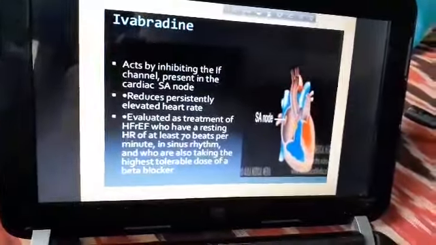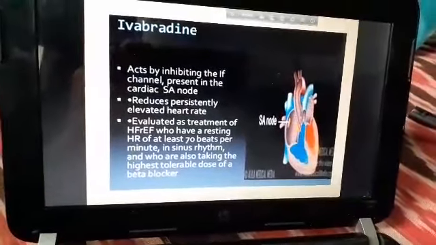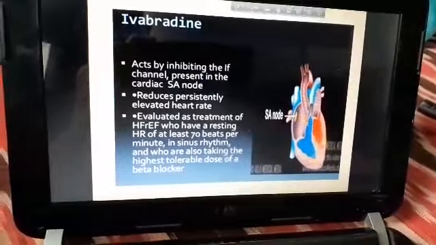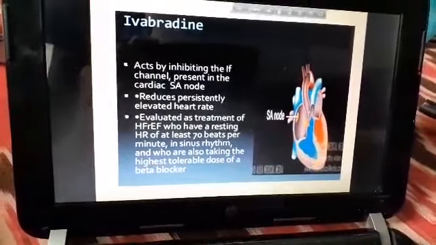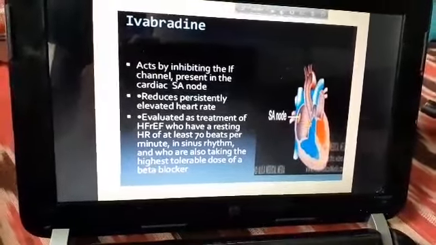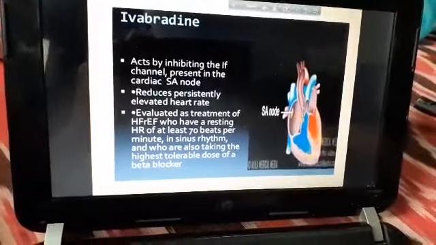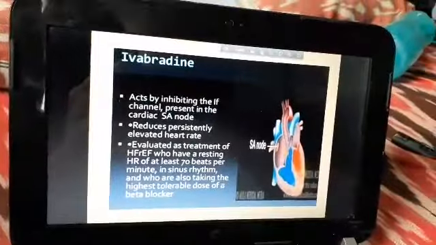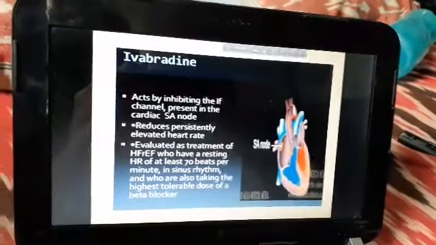So sacubitril valsartan, this combination you should remember. Ivabradine acts by inhibiting the If channel, that is a funny current present in the cardiac SA node. They reduce the persistently elevated heart rate and are evaluated as treatment of heart failure with reduced ejection fraction who have a resting heart rate of at least 70 beats per minute. So heart rate reduction is another approach of treating heart failure.